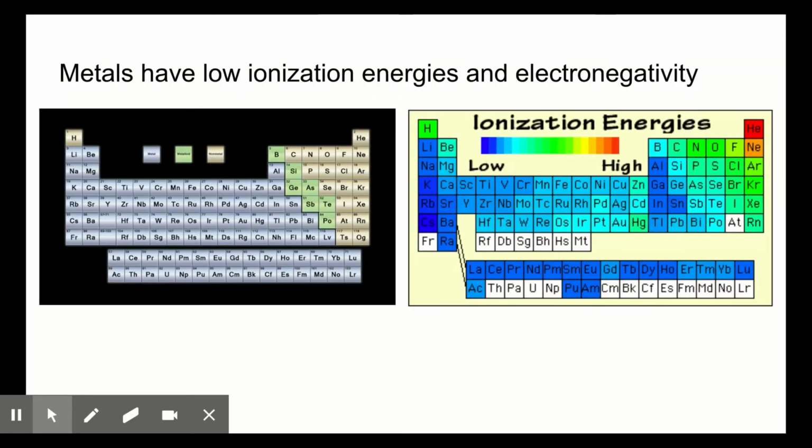So things that are important to know about metals is that they have low ionization energies and low electronegativities. So what that means is they don't want any more electrons. That's low electronegativity. And it's really easy for them to lose their own valence electrons. So not only do they not want to take any more, but they want to lose theirs. And these are important to understanding metallic bonding, that they don't want their electrons.